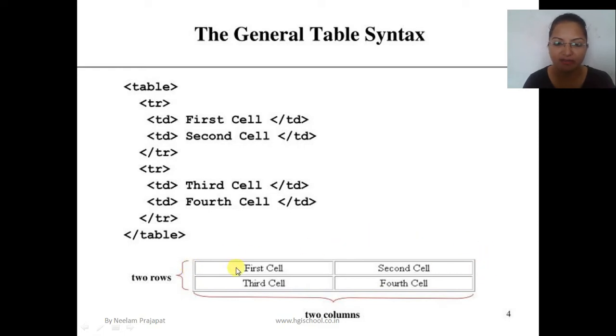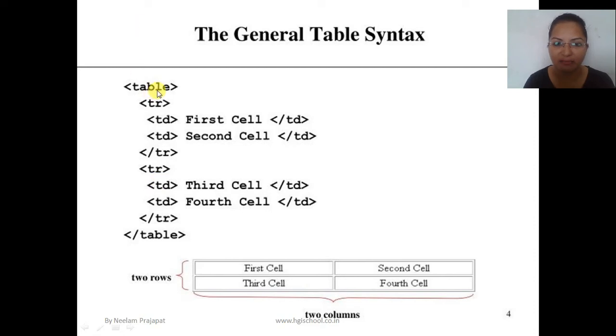Then you have to start TD here. Write the first cell, close TD. Then again write TD. Then the second cell and then close TD. Now again next TR. First TD containing the third cell, close TD, start TD, fourth cell and then close TD. Got it? The same way it is written.